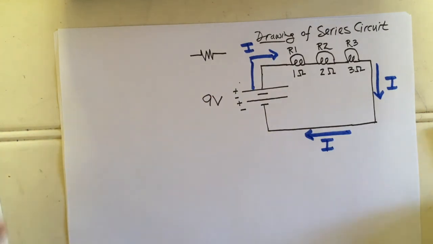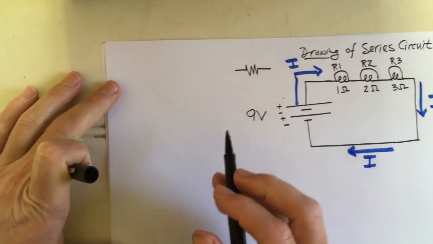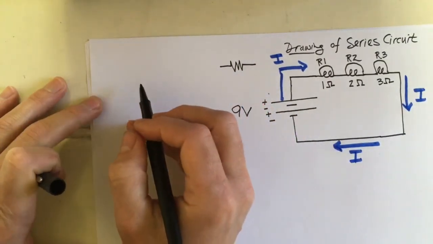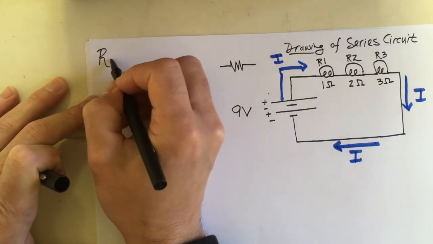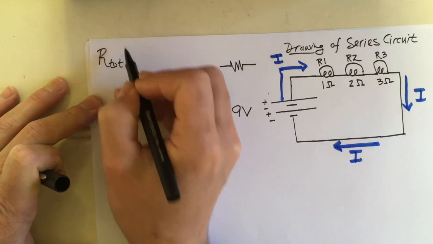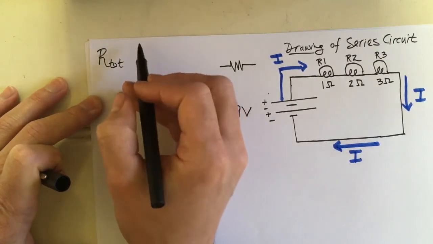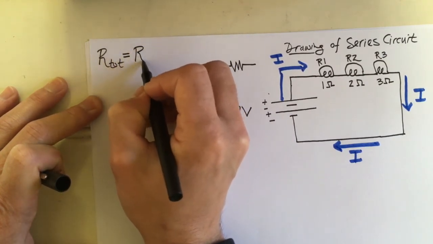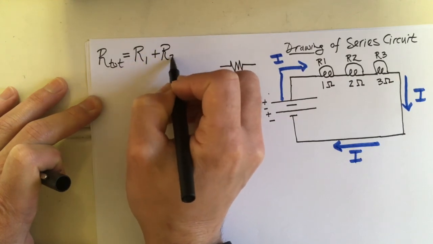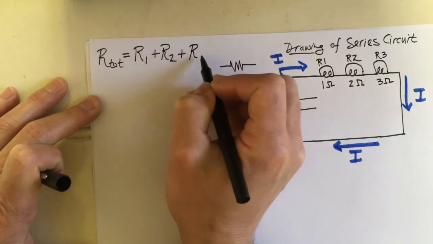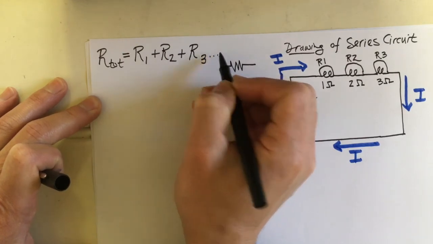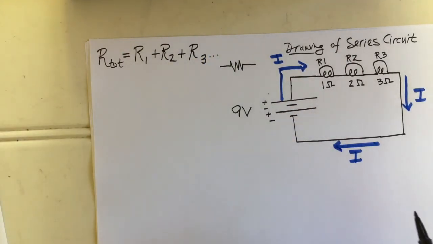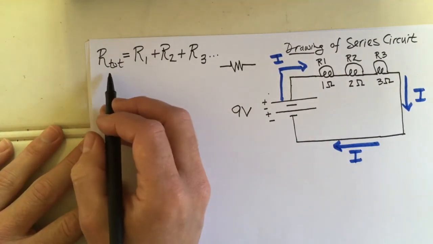All right. So rules. Coming over to maybe this side of the paper and writing these, and these are series rules. I'll just start writing them. All right, our total resistance is equal to R1 plus R2 plus R3. And I'm going to write an ellipsis there, because we can keep going, right? We don't have to stop at 3 resistors. There could be more resistors. And so there's our rule for calculating our total.